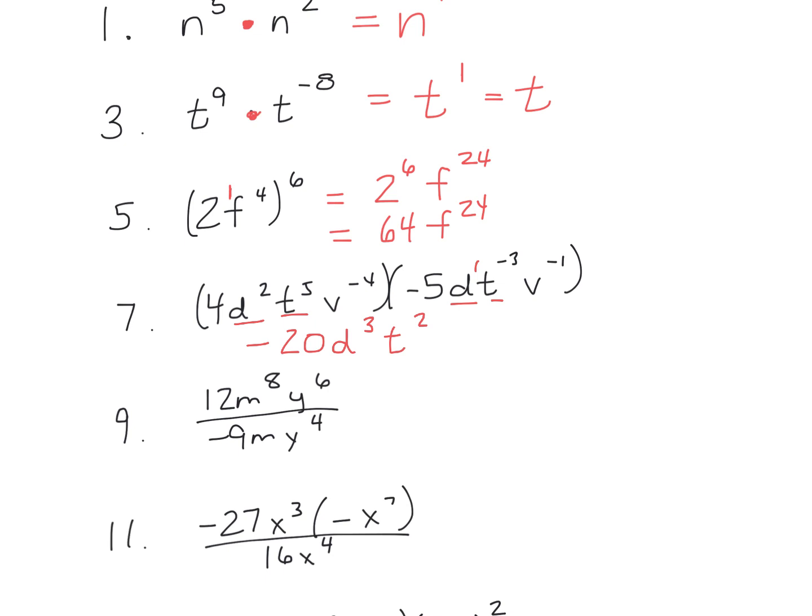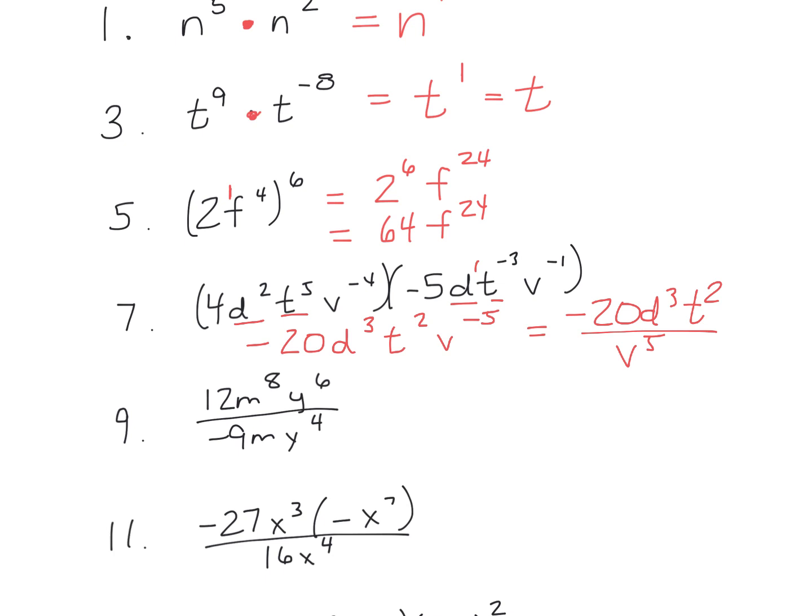And I have v to the negative 4th times v to the negative 1, which would be v to the negative 5. It's not simplified unless I don't have any negative exponents, so I've got to change this. D cubed t squared. The v to the negative 5th, I'll move to the bottom. I'll make that exponent positive.